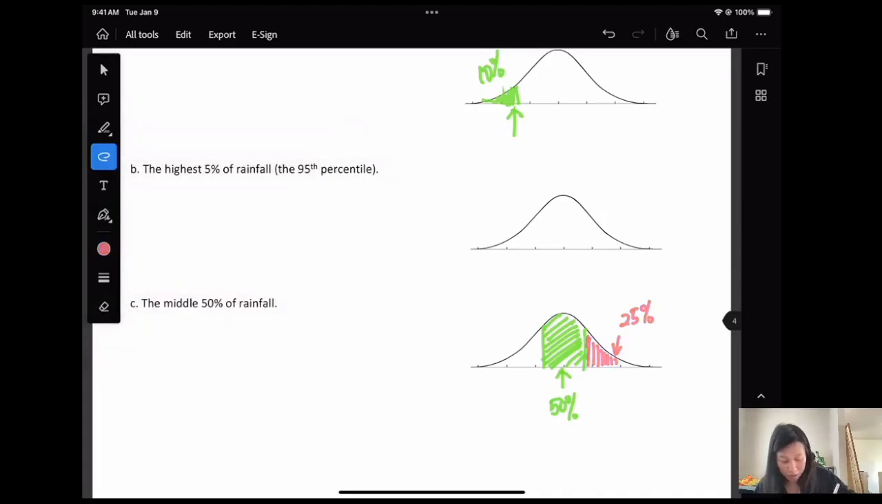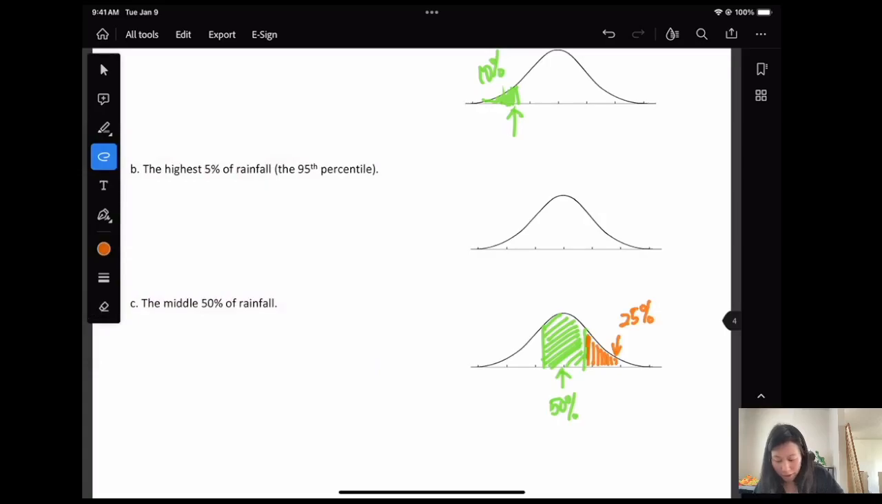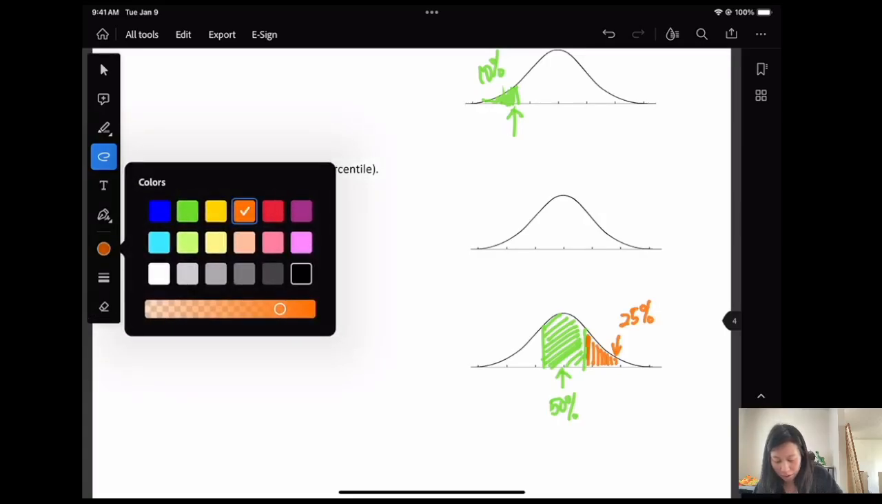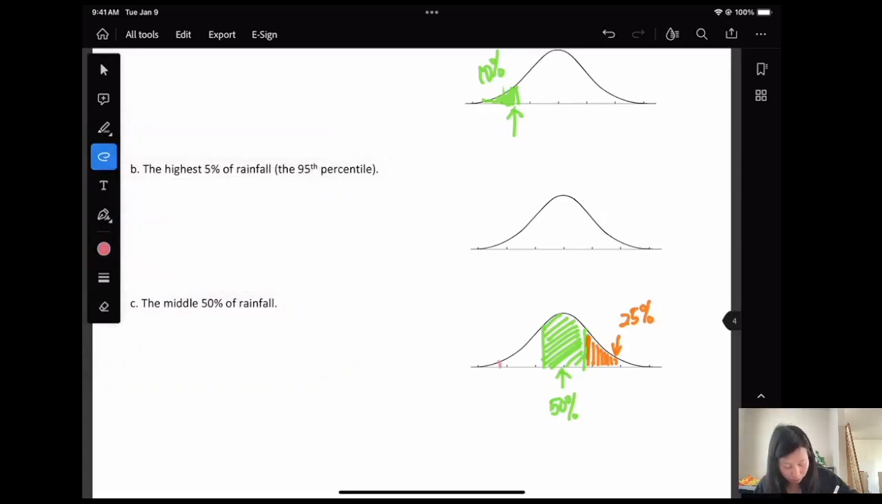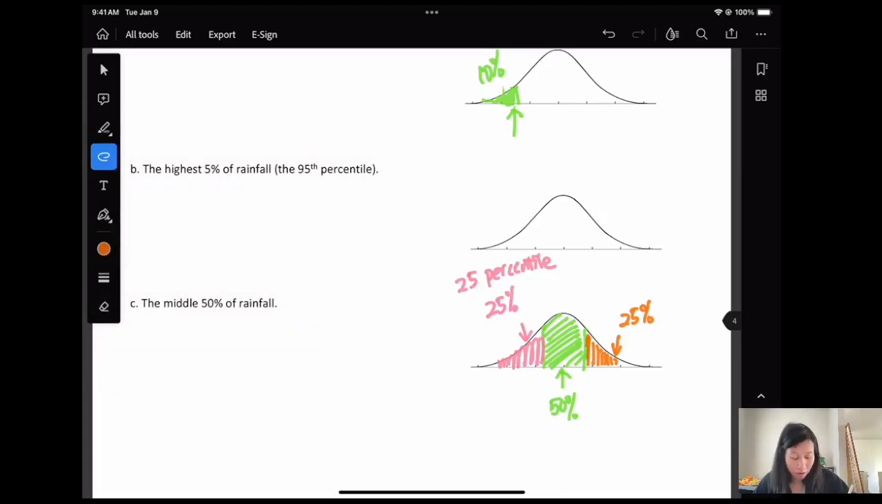And my pink part, which is here, is going to be the lowest 25%. On the other hand, the pink one is going to be the 25th percentile, and the orange one is going to be the 75th percentile.